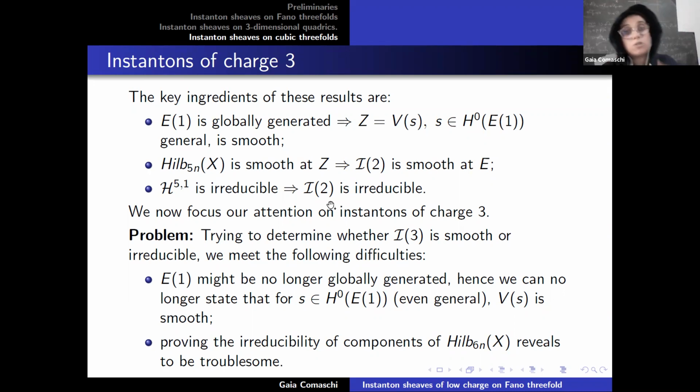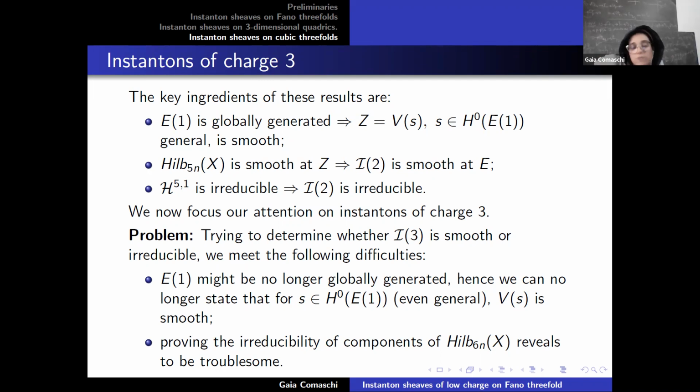If now we pass to the case of charge 3, we ask the same question. So what can we say about the smoothness, and what can we say about the irreducible components? Well, it turns out that the same strategy this time is not that effective, because this time the twist by one is no longer globally generated, so it's not necessarily globally generated. So we can no longer state that when we take a general global section of the twist of E, we get a smooth elliptic sextic.